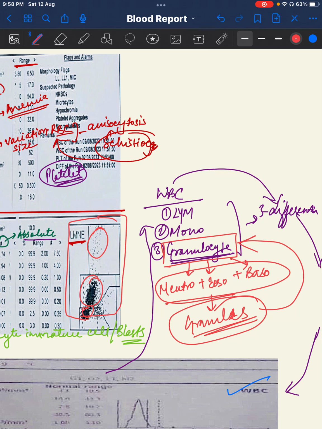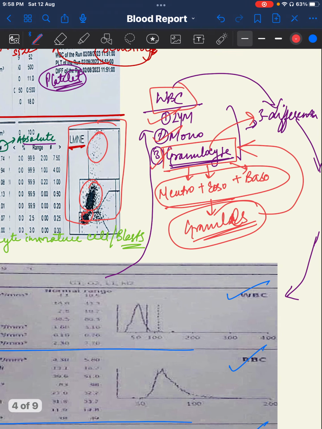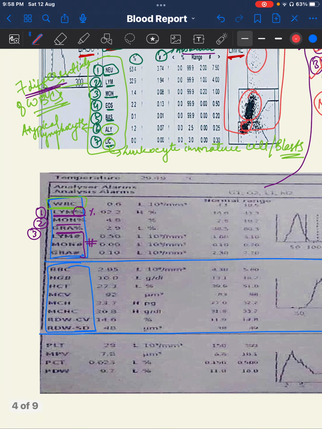And what this machine has done is it has read them together and given me the complete report of lymphocyte, monocyte plus granulocyte as 3 differentials of the WBCs. That's it. So it's a very narrow report. So fine, this is 3 differentials I've got under WBCs in this report. Now look at the RBC report.